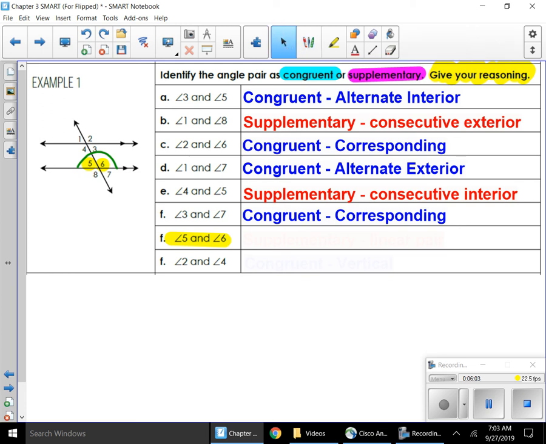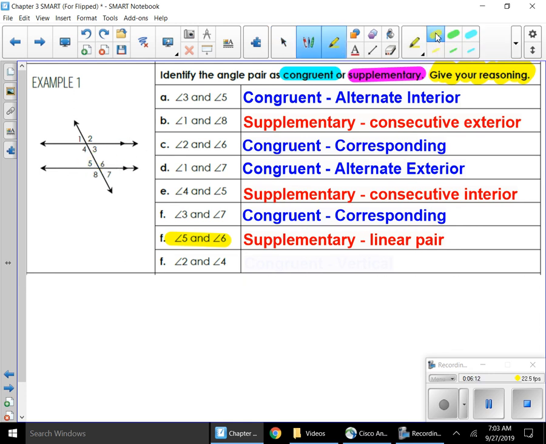And then last but not least, 2 and 4 will also take us back to some previous vocab. Angles 2 and 4 are not one of the new ones. Rather, they are a vertical pair. I guess we would just say vertical angles. And vertical angles are congruent.